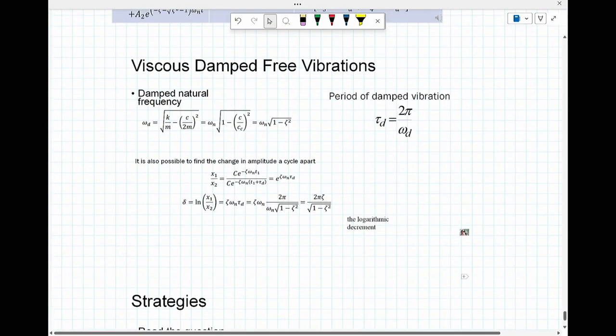Viscous damped free vibration. The only thing that is important out of this is the definition. So period of vibration is 2 pi over omega d. Omega d is omega n times the square root of 1 minus zeta squared. You can also define something called the log decrement, which is 2 pi zeta over square root of 1 minus zeta squared.